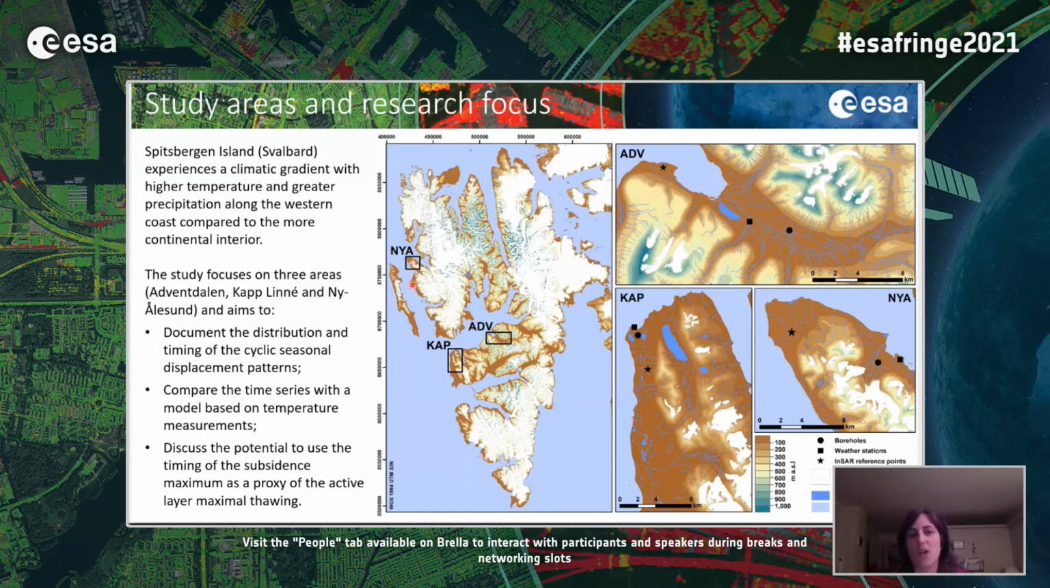And the objective is to document the distribution and the timing of the cyclic seasonal displacement patterns, and then compare the time series with a model based on temperature measurements, and discuss the potential of using the timing of the subsidence maximum as a proxy of the active layer maximal thawing.